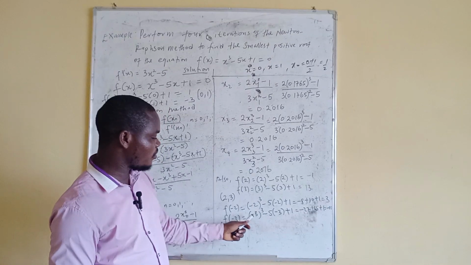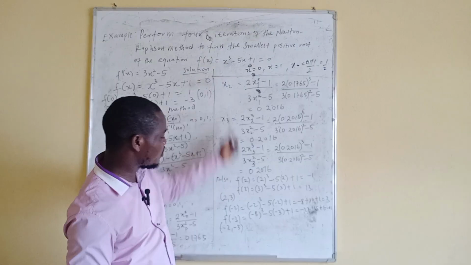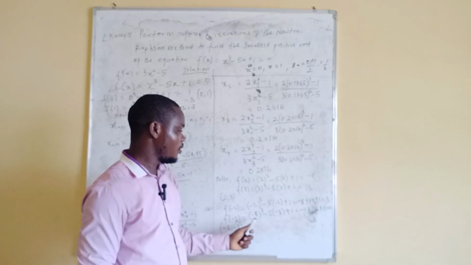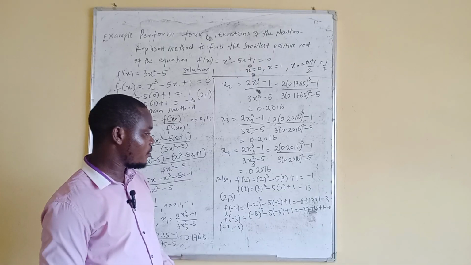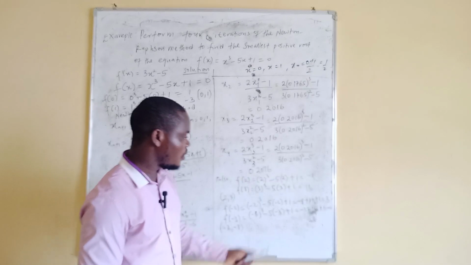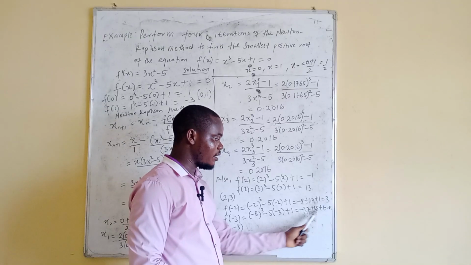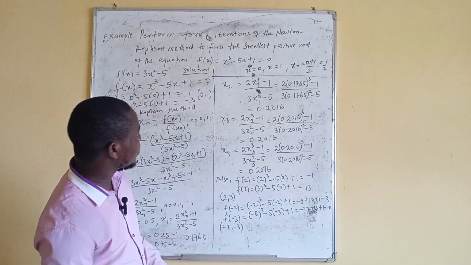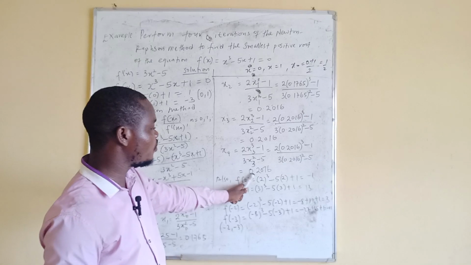Now f of minus 3 means replacing x here by minus 3. You have minus 3 to the power of 3 minus 5 into minus 3 plus 1. Now, minus 3 to the power of 3 is minus 27. Minus 27 plus 15 is minus 12. Minus 12 plus 1 is minus 11. So, there's a root between minus 2 and minus 3. But since we're looking for the smallest positive root, that is x equals 0.2016.